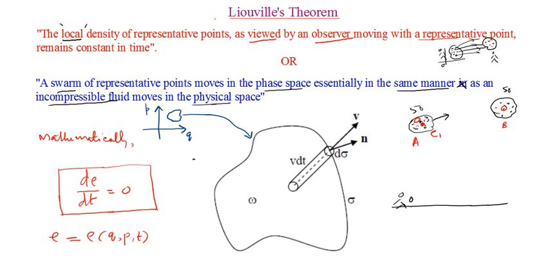Now let there be some representative points here. As I told you, in this region there will be some representative points. These are the accessible region of the phase space. As time moves, we are focusing on a particular region, and you know that these representative points will begin to move in any manner. We are considering a particular region of the phase space whose volume is taken to be omega.